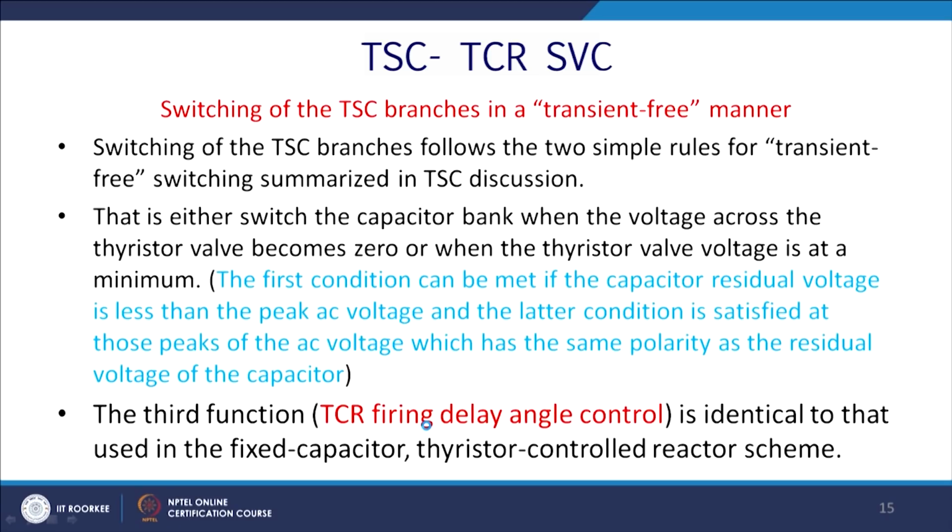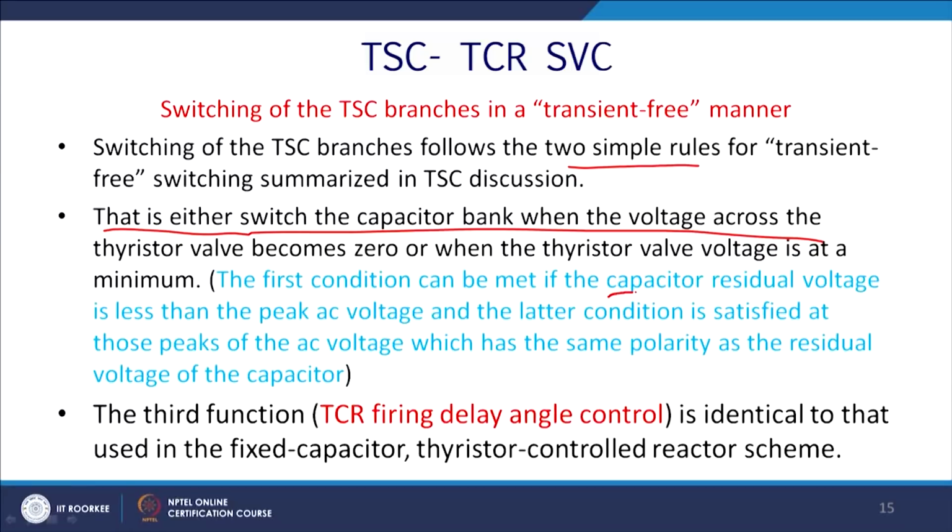So, what we can say is that the switching of the TCSC branches follows two simple rules. One, we require a transient-free operation, and it is either switching the capacitor bank when the voltage across the thyristor valve becomes 0, or when the thyristor valve voltage is at its minimum. Either of these circumstances you can trigger on to ensure minimum transients in the system.